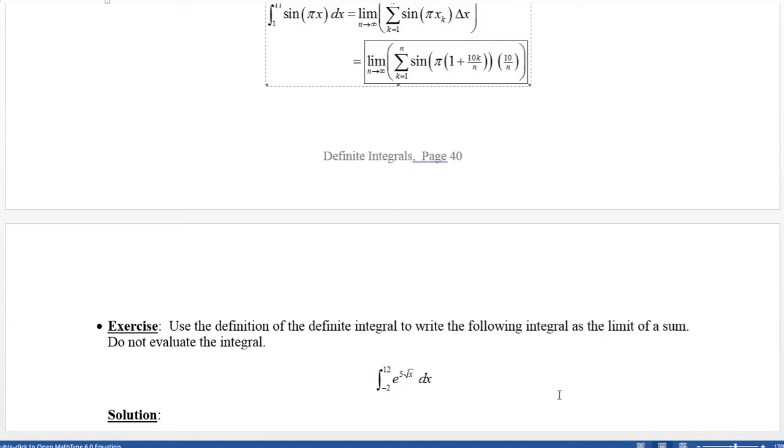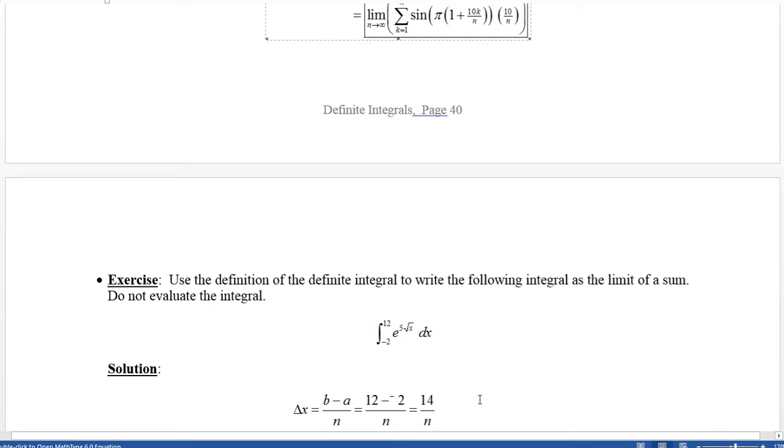Okay. Well, once again, delta x is b minus a over n. This time b is 12, a is negative 2. 12 minus negative 2 is 12 plus 2, which is 14. Of course, you still have your over n, so it's 14 over n for delta x.